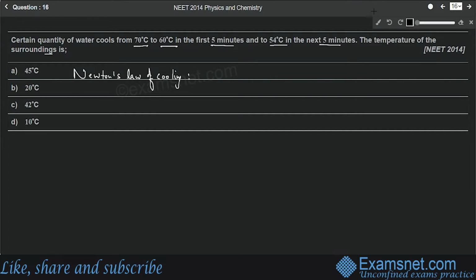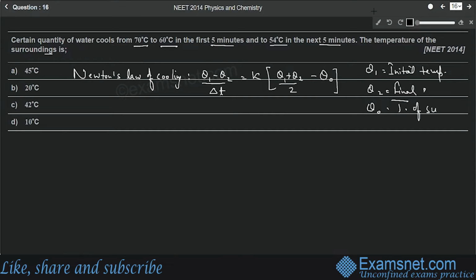According to this law, (theta 1 minus theta 2) by delta T equals K times ((theta 1 plus theta 2) by 2 minus theta naught). Okay. So theta 1 is the initial temperature here. Theta represents the temperature. Okay. Theta 2 is the final temperature. Theta naught is the temperature of the surrounding or the room temperature. Okay. So temperature of the surrounding, and delta T represents the time change. Okay.